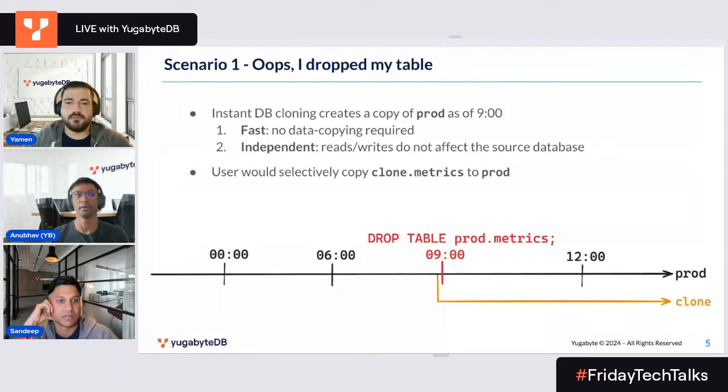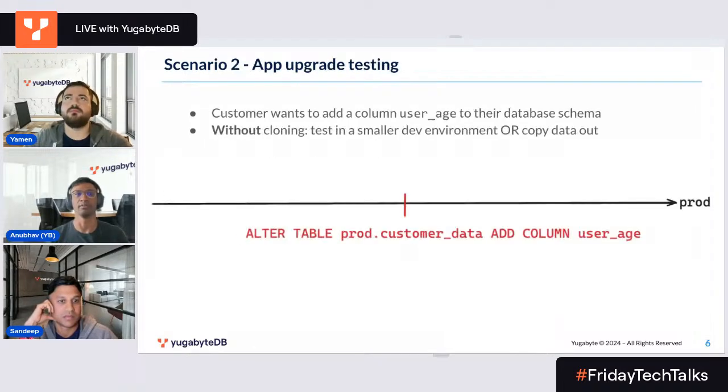Another scenario where you might find clone useful is if you want to do some upgrade testing on your app. So let's say we have the same example as before. You have a production database with your customer data table, and you want to add a user age column. The command for this is alter table, and you add column user age.